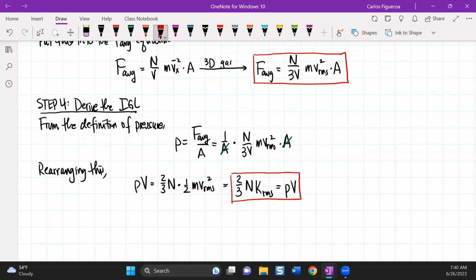Doesn't look familiar to you, but this here is the microscopic form of the ideal gas law. That is the microscopic form of the ideal gas law. And there's some pretty interesting things here. Okay, so let's look at this here.